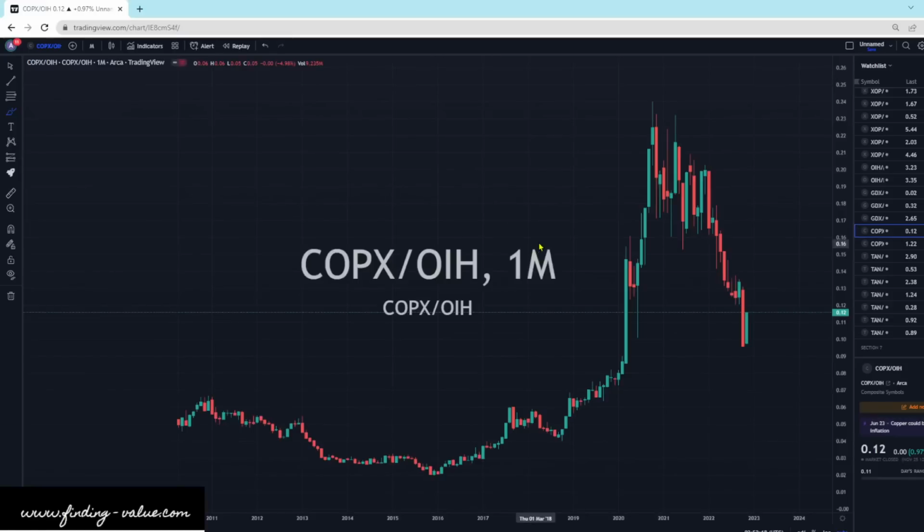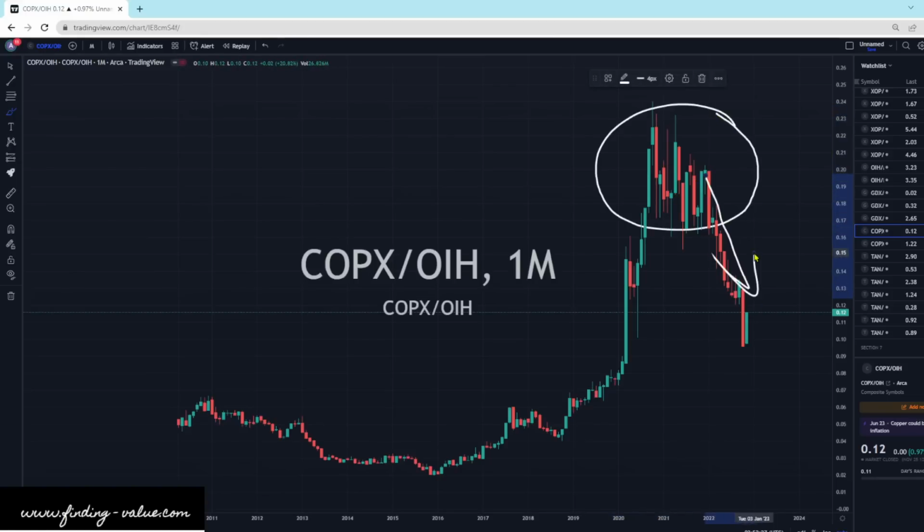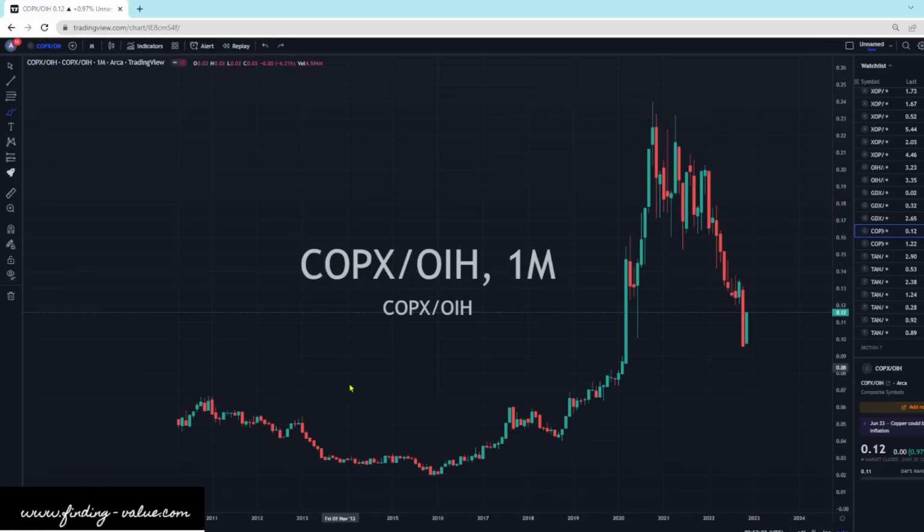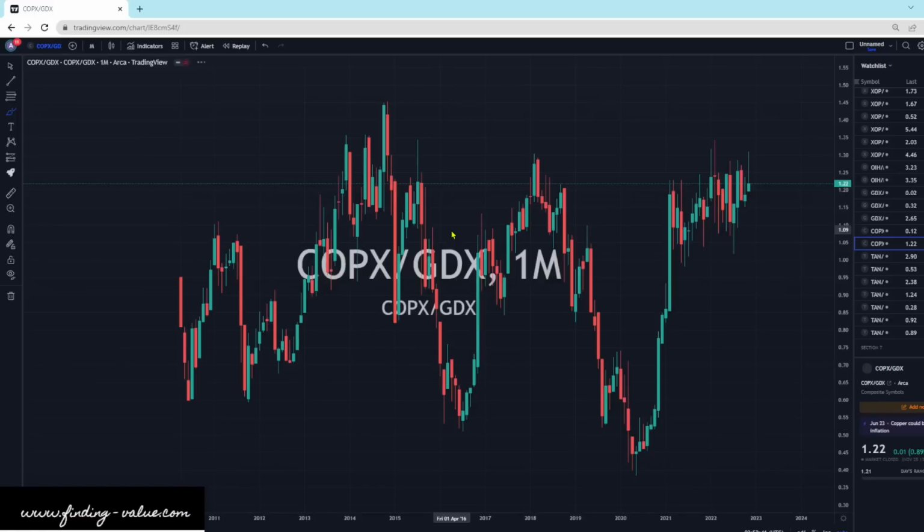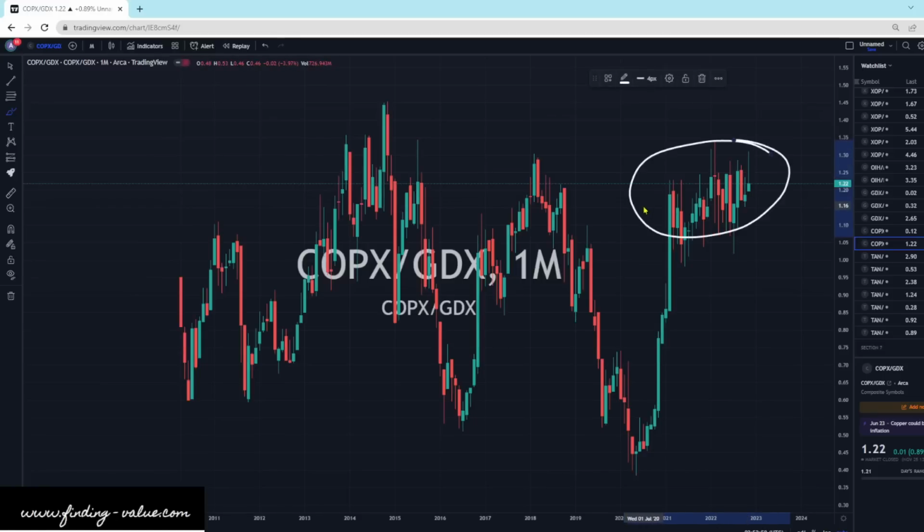Now, looking at copper versus OIH, as we were up here, copper's expensive, OIH is cheap, and we are heading lower, which means OIH or the energy service companies could potentially outperform. Down in 2016, copper was very cheap. That would have been the time to buy it, at least with these two ratios. Copper versus GDX. So copper's expensive to GDX. And this is where I would be choosing GDX.